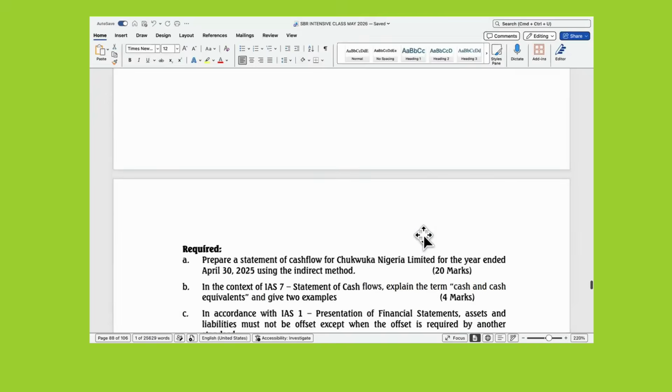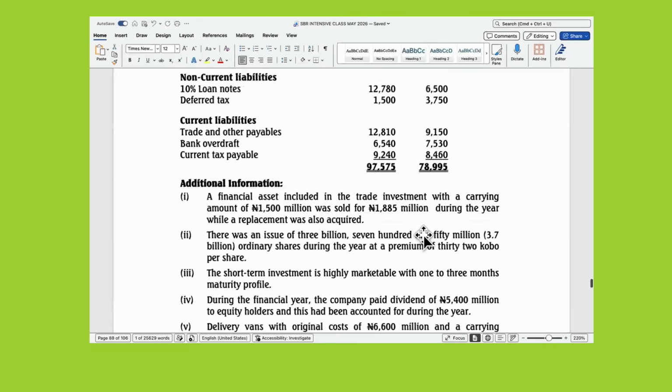And they also gave us a clue. If you read that note 1 very well, they said they sold and they bought a replacement was also acquired. So I'm not surprised that we eventually got an increase as balancing figure. And anytime there is a sale, you need to determine a profit or loss on disposal or on sale by comparing the carrying amount with the sales proceeds.